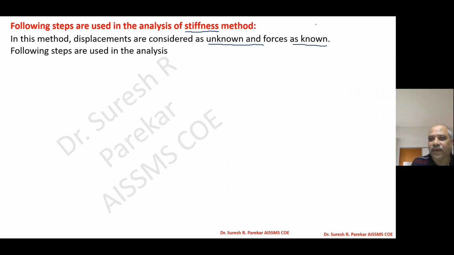In flexibility, if you see, we have the formula Dr = DrL + F into R. Here we have considered displacements as known and forces as unknown. So this flexibility method is also known as the force method, and as here we have displacement as unknown, this stiffness method is also known as the displacement method.